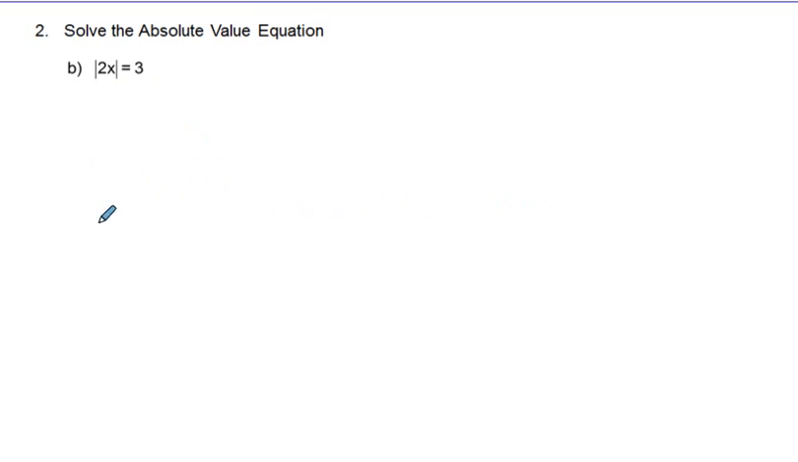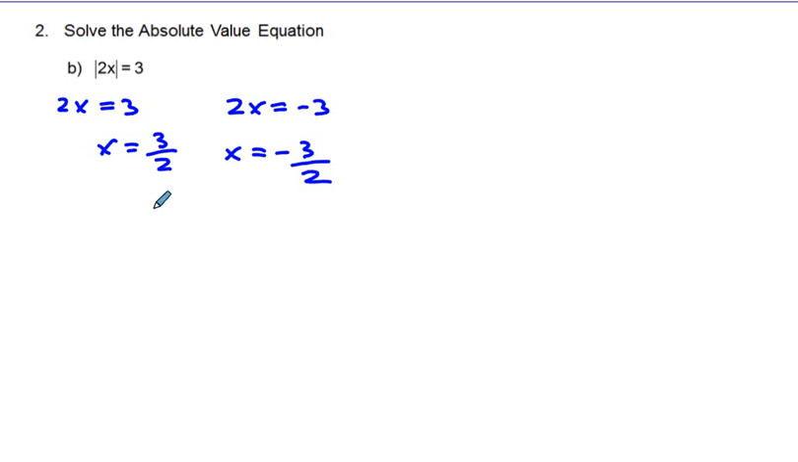Next, for B, we have absolute value of 2x equals 3. So we can have 2x is equal to 3, or 2x is equal to negative 3. And we solve dividing by 2. We're going to have x is equal to 3 halves, or x is equal to negative 3 halves. So we can summarize as x is equal to plus or minus 3 halves.